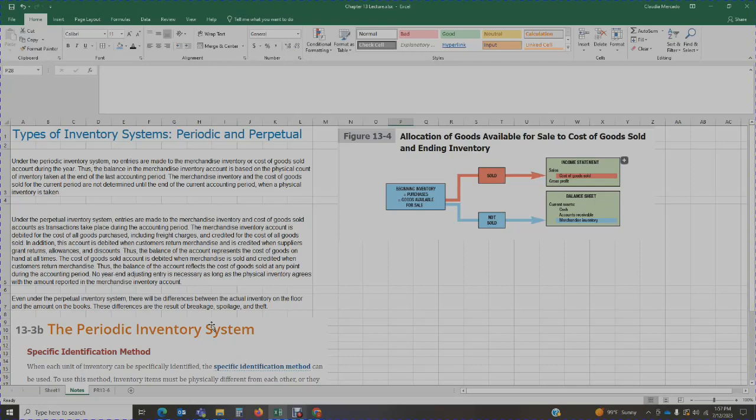Even though under the perpetual inventory system we keep a continuous record of everything that we buy, sell, returns, all of that good stuff, there can be differences between the actual inventory on the floor and the amount that we have recorded in our books. And some of those main reasons are basically some of the goods can break, can get damaged, they can spoil, or sometimes we have employees that steal some of our goods. Okay, so it is not going to be 100% accurate, but it should be close to what we have in our books.